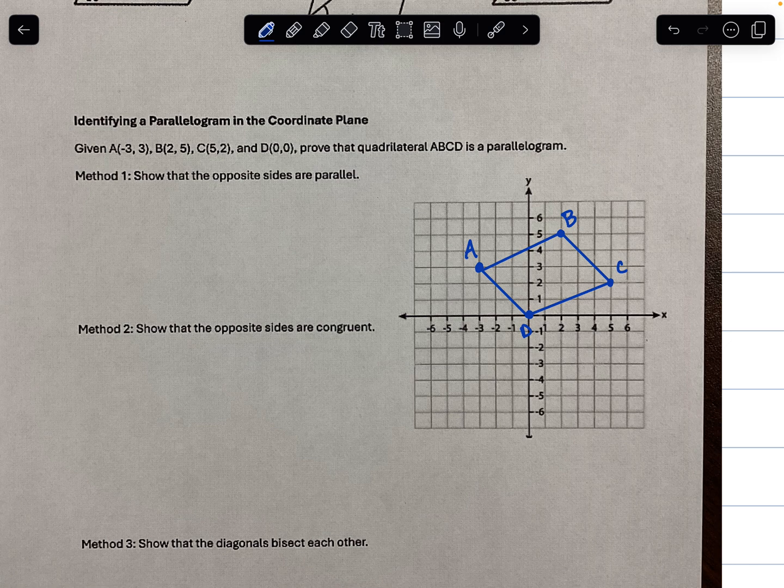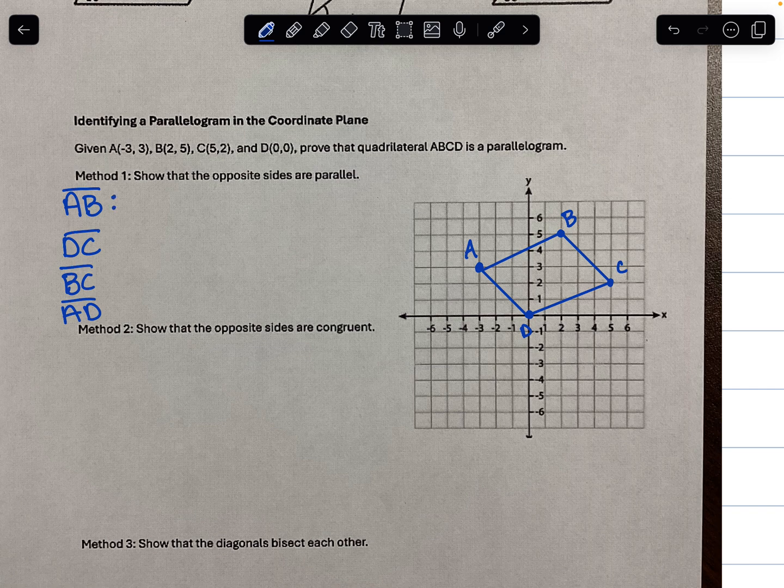So, method 1 says to show that opposite sides are parallel. How could I show that opposite sides are parallel? Slope, right? So, we want to find the slope of opposite sides. So, we're going to do AB. What is opposite of AB? DC. And then BC. And opposite of BC is AD.